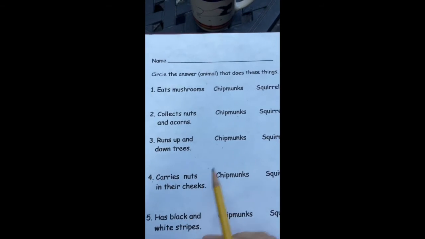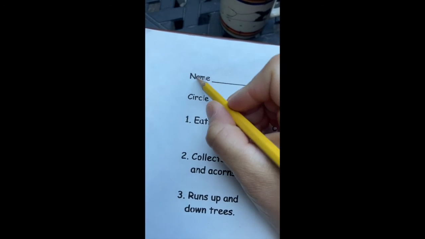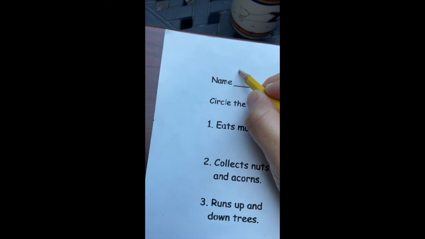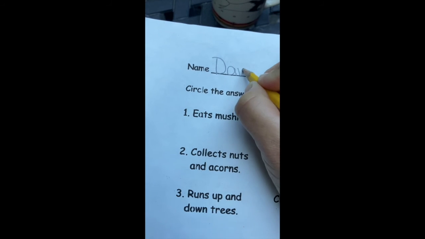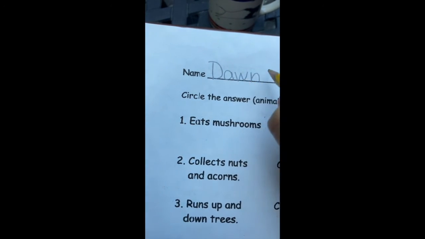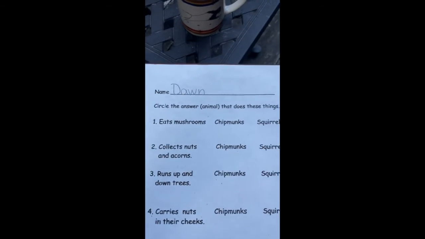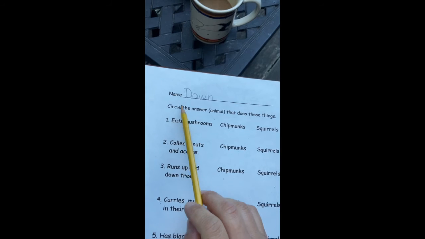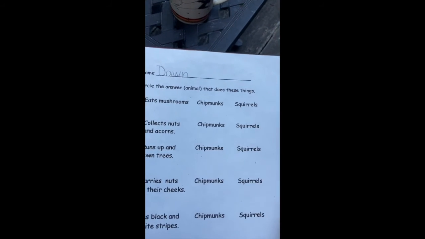Okay, I got my pencil ready to answer the questions, but first I need to write my name. This is good practice for all you kiddos to write your name. Capital, lowercase, lowercase, lowercase. And then when you're done, let's begin. It says, circle the answer or animal that does these things.